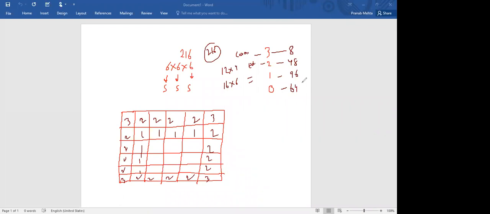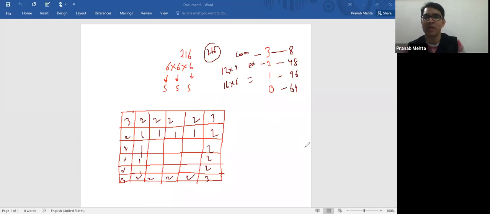Easy. Sir, can you tell how to find out zero face painted? Look, when we are talking about 216, after giving a cut, the cube can have at most 3 faces painted. It cannot have more than 3 faces painted. When we paint the big cube and then give a cut to get smaller cubes, the possibility is 3 faces painted, 2 faces painted, 1 face painted, and 0 faces painted. We cannot have anything else apart from this.